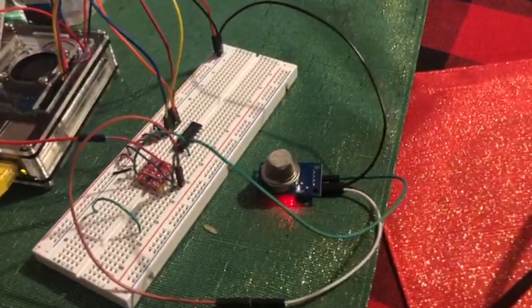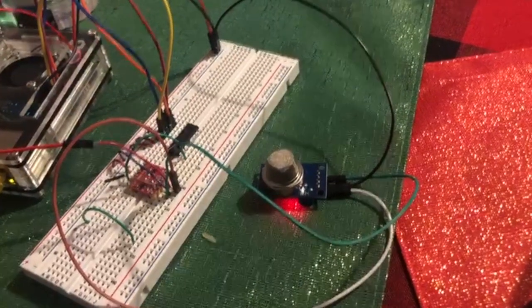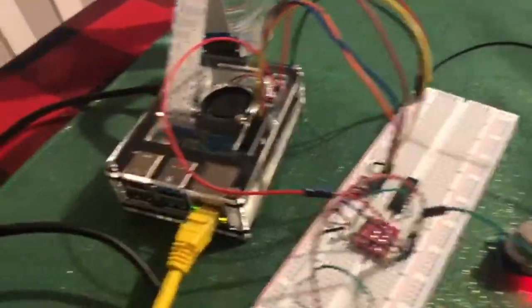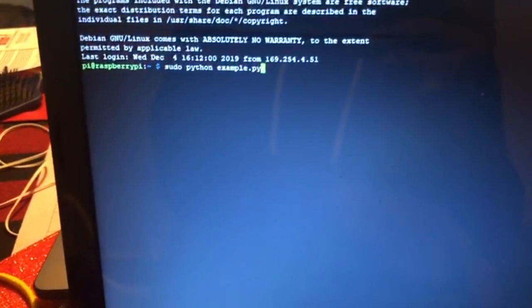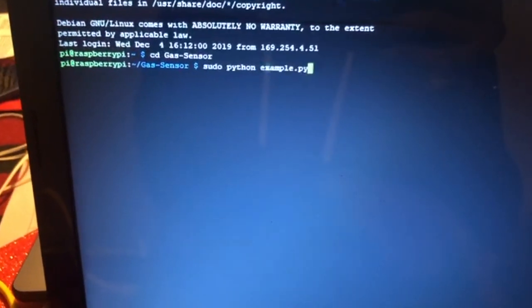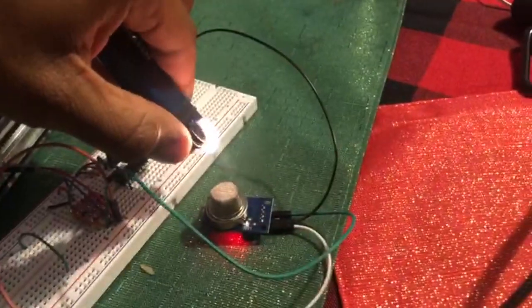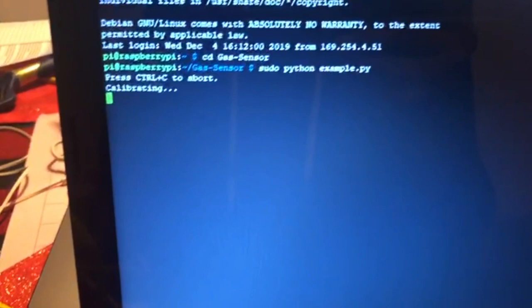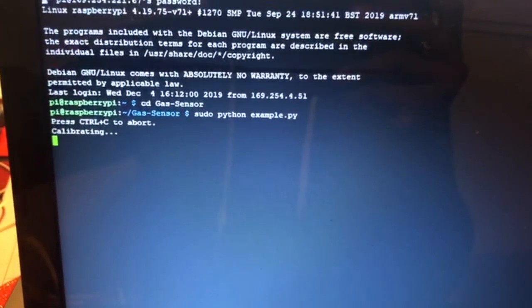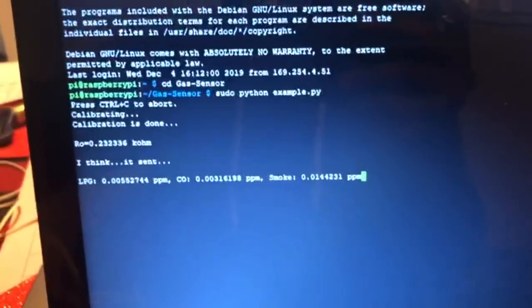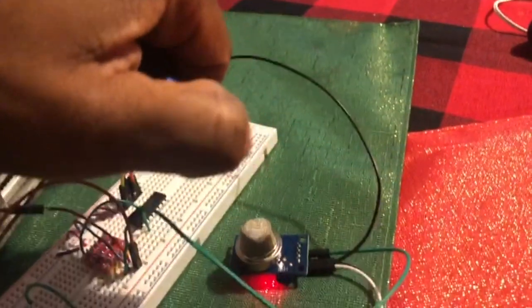So now the gas sensor. The gas sensor here is connected to the level shifter, which is then connected to the analog to digital converter, which is powered by the Raspberry Pi. So I'm going to go ahead and run the gas sensor code to show that it's working. It is picking up that there's smoke in the area.